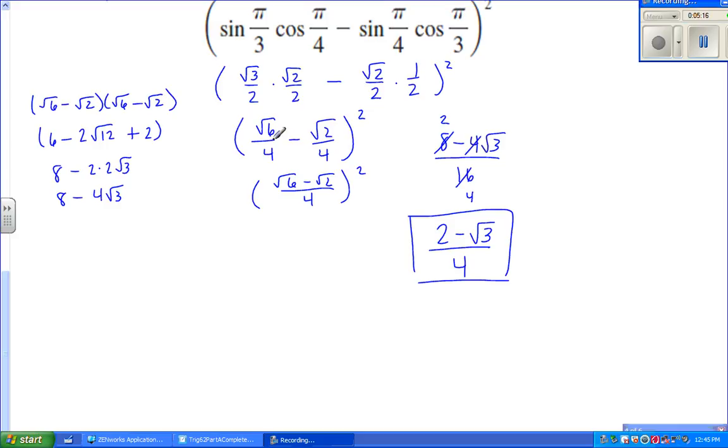Then we can go ahead and multiply, and we'd have the square root of 6 over 4 minus the square root of 2 over 4, squared. We can't actually combine these, but we can square them. So whenever you square and simplify, you end up with 8 minus 4 times the square root of 3, and then when you square 4, you get 16. We can go ahead and we can take 4 out of all of that, and that's how we get our 2 minus the square root of 3 over 4.